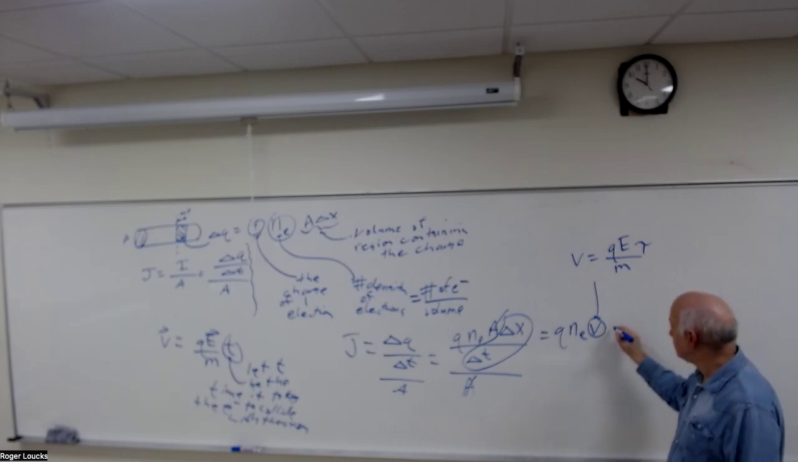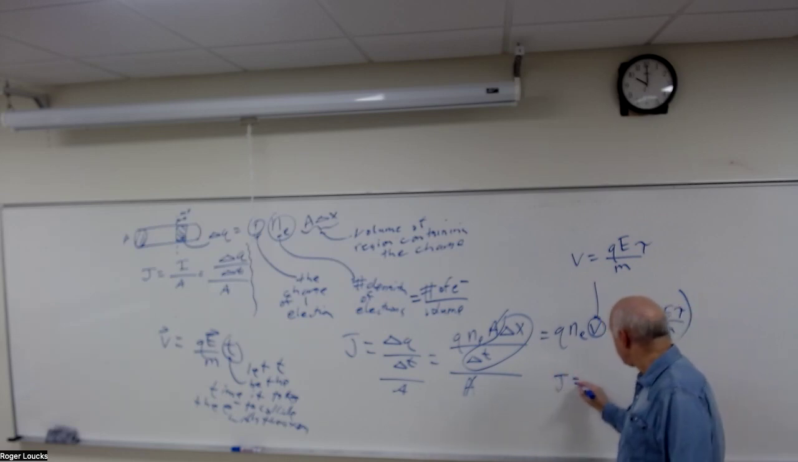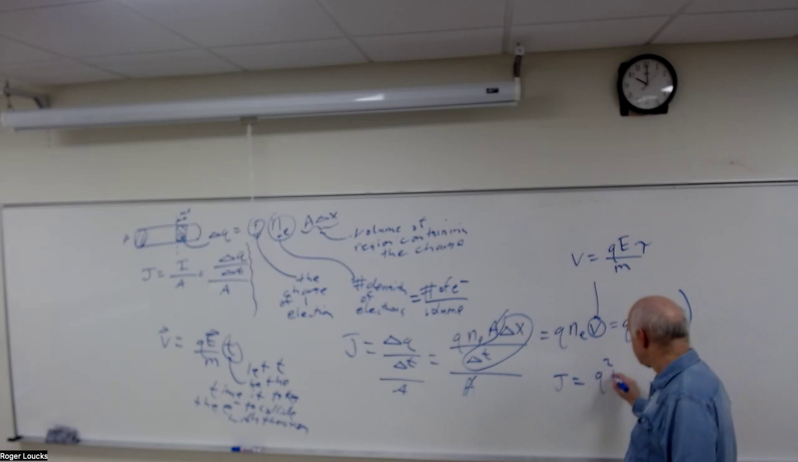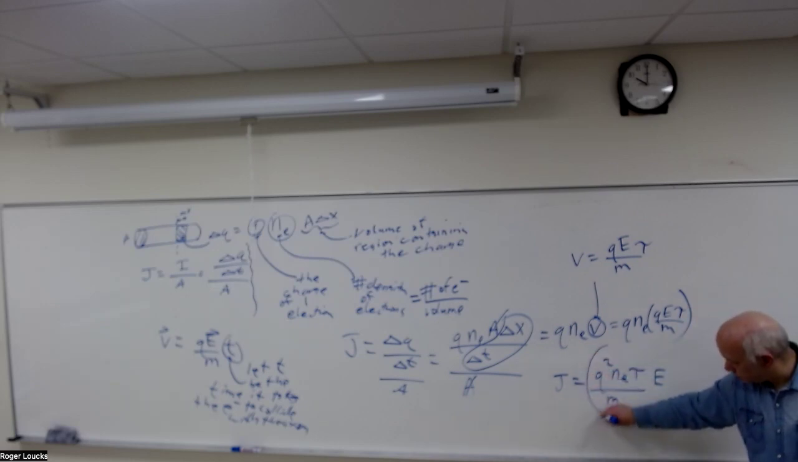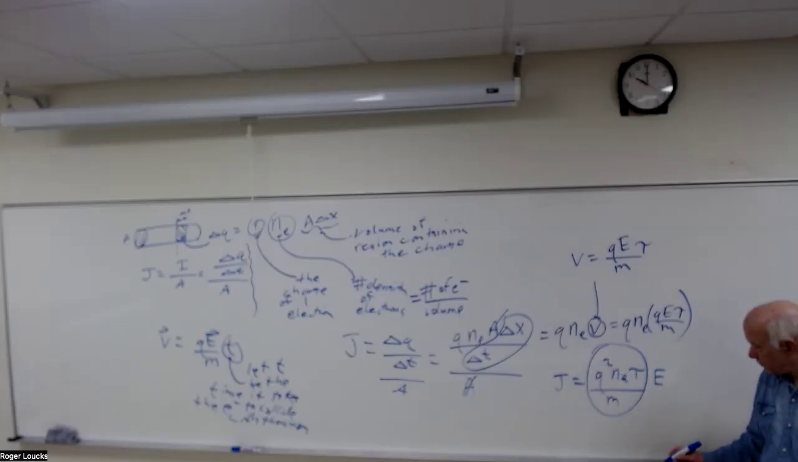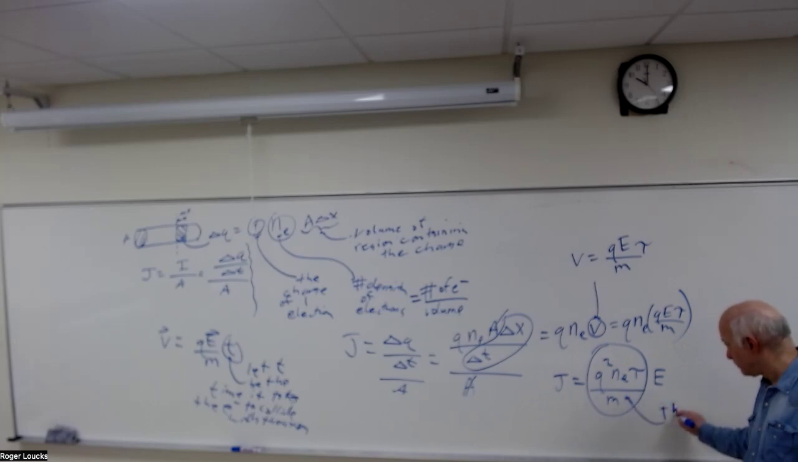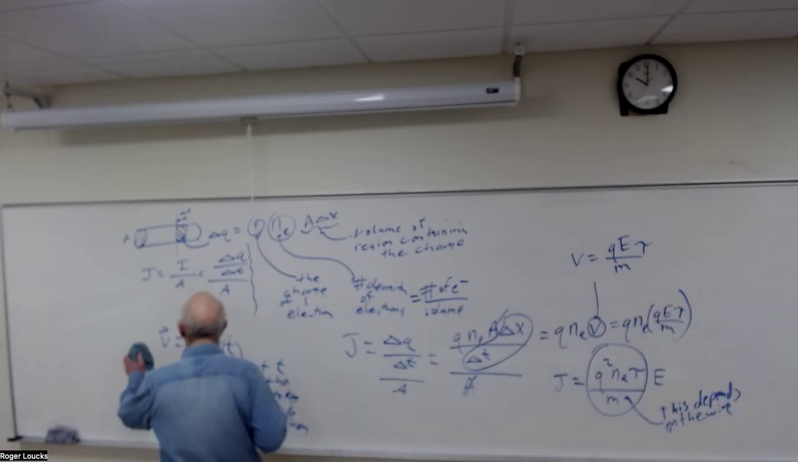If I put this in here, what do I get? I get that my current density is Q squared N E tau all over M times E. This right here is just going to depend on the wire.